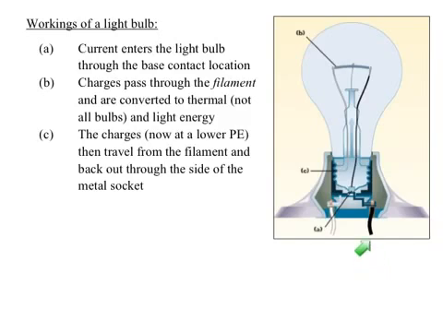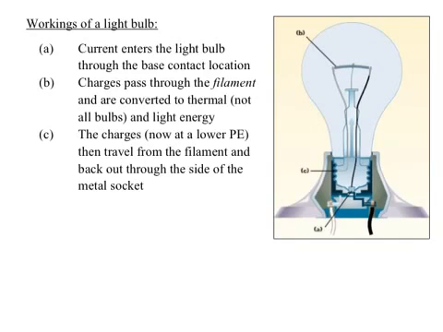The current enters the light bulb through the base connection right here. So it contacts the base, so here's the bulb, right? Here's the bulb itself, this is metal, this is metal. It goes through this wire, it connects to the actual bulb right here. Then it flows through the bulb into the filament. And when it passes through the filament, the energy is converted to thermal energy.